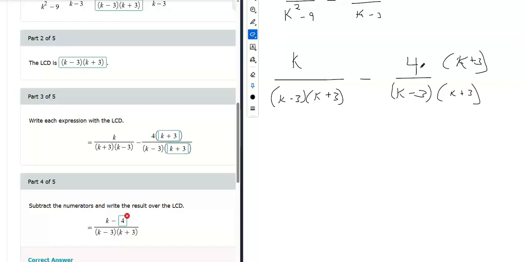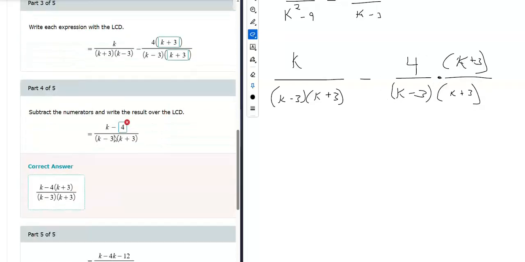They put the k plus 3 up top. That's 4 times k plus 3 over here. When you do that, you're multiplying by 1 because it's something divided by itself. So you're not changing what the value of this fraction represents. Part 4 says subtract the numerators and write the result.